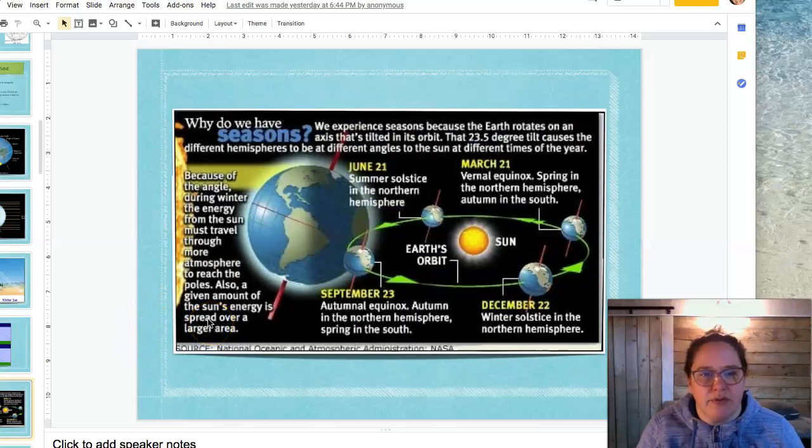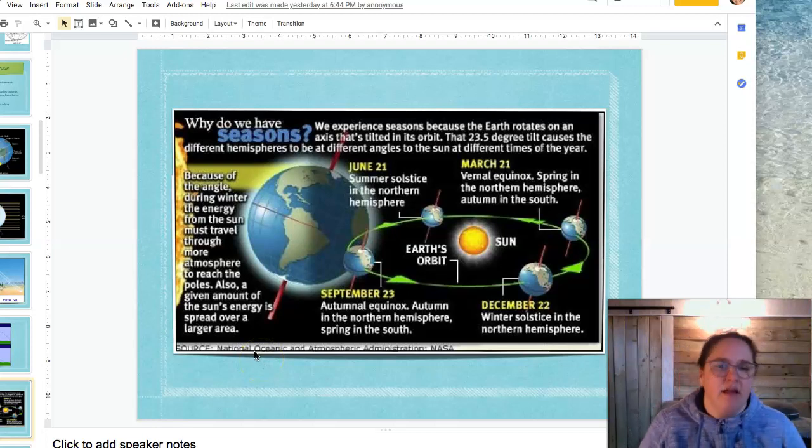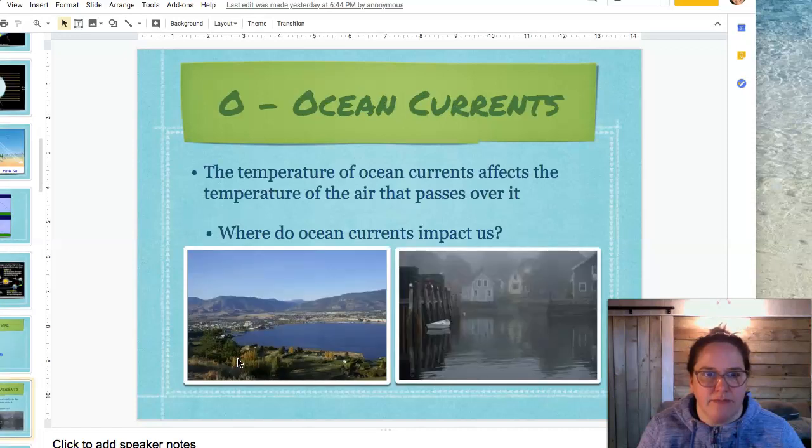So this particular graphic just gives you a little bit more information about the summer equinox versus winter equinox. I'm not testing you on this, but it's just for your information. So you can see how that rotation of the Earth away and towards the sun changes with our seasons. So watch this video, and that will help you to understand a little bit more about latitude.